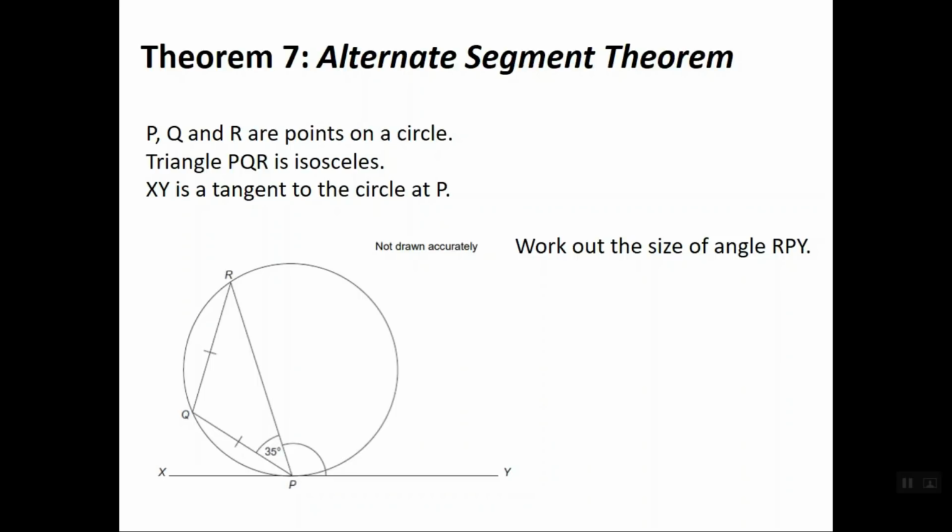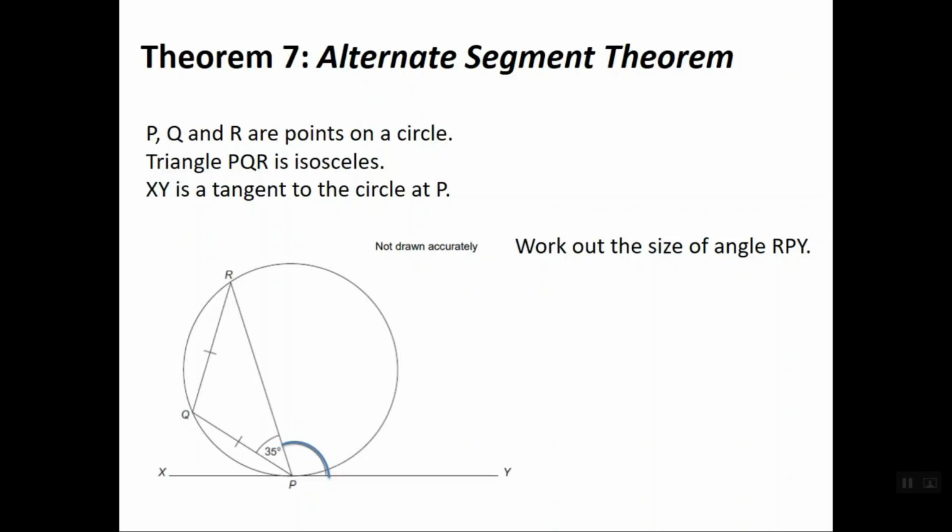So my first step is really to identify the missing angle that I'm trying to find. Where is it? So RPY. So I label it. That's the angle that I'm trying to find. But before I can find that angle, sometimes I might have to find other angles first before I can get the one that I really need. So I'm going to use all that I know to help me.